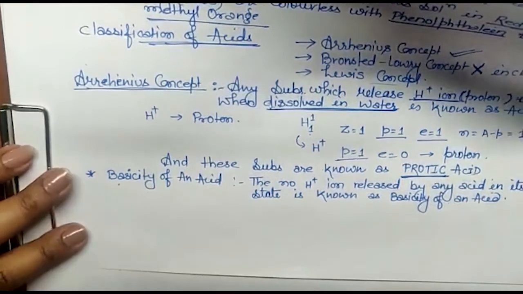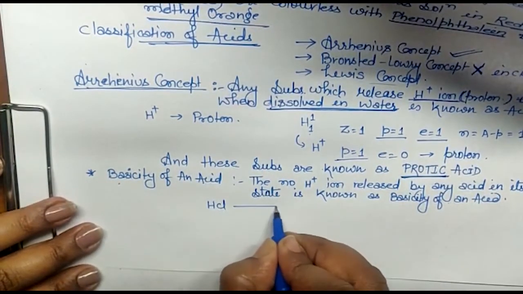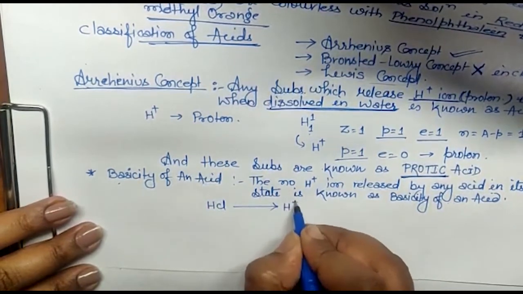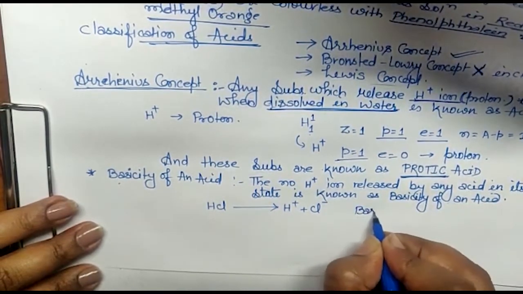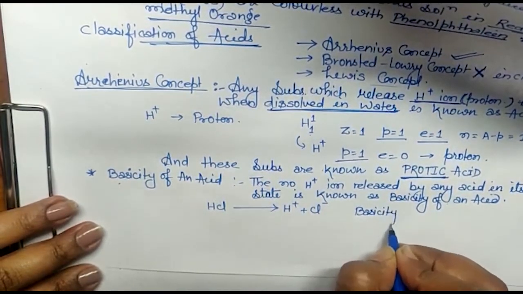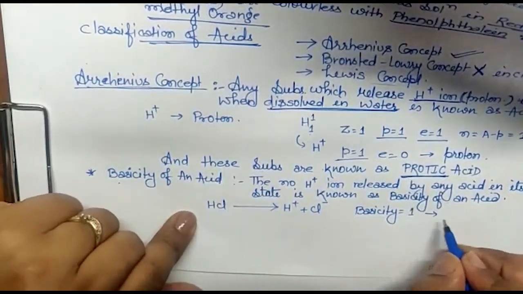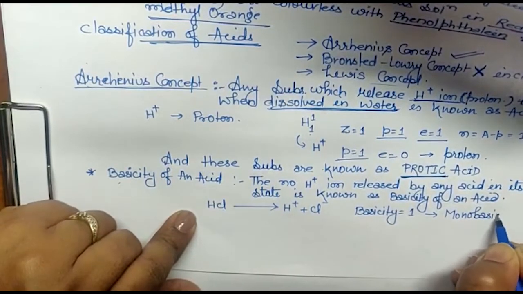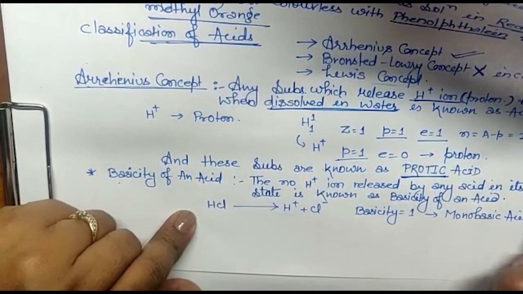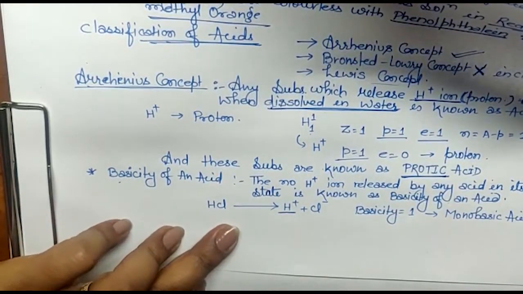Okay. So suppose there is HCl. Whenever we dissolve it in water, this splits into H+ and Cl-. So how many H+ is it giving? 1. So what is the basicity for this? 1. So this can also be called a monobasic acid. Clear? And since 1 H+, this H+ can also be called a proton.